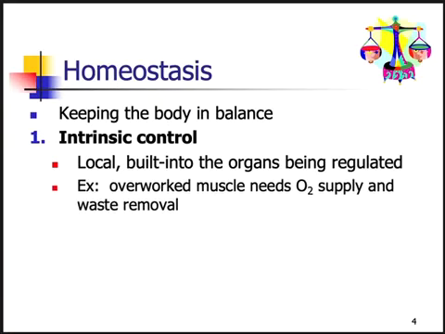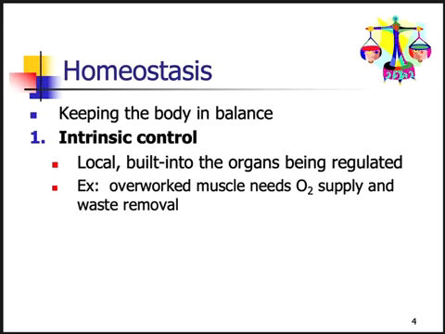So an example would be an overworked muscle. An overworked muscle has been performing metabolism at a high rate, so it needs a lot of oxygen delivered to it, and it also needs the waste, the CO2 and other waste, to be removed. So once you have an overworked muscle, now it doesn't have enough oxygen and it has a buildup of waste.